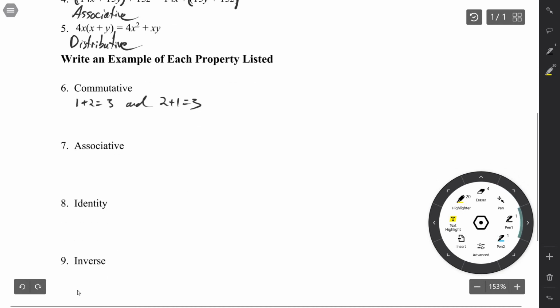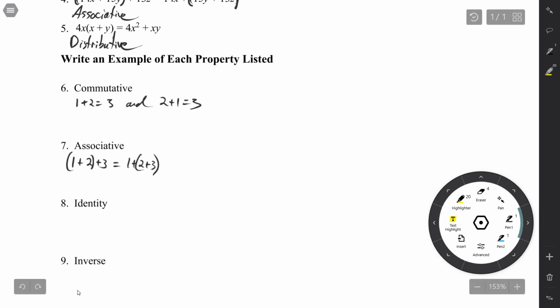For the associative property, that's grouping. So let's just stick to 1, 2, and 3. So 1 plus 2 plus 3, and if we draw brackets around the first two, equals 1 plus 2 plus 3. We'll draw brackets around the last ones. And remember, it's also multiplication, so we'll use multiplication for the next couple ones here.